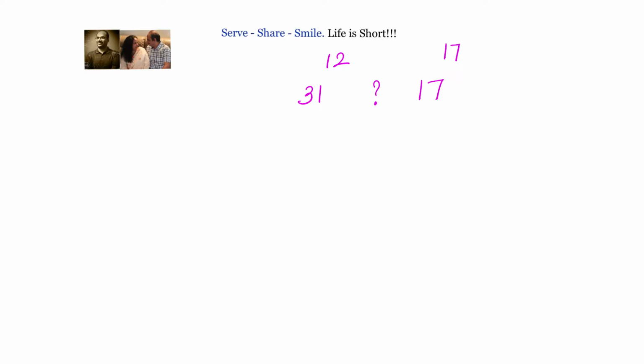Because here the bases are not equal, the powers are not equal. So we can't use any of the laws available to us. So what will we do?